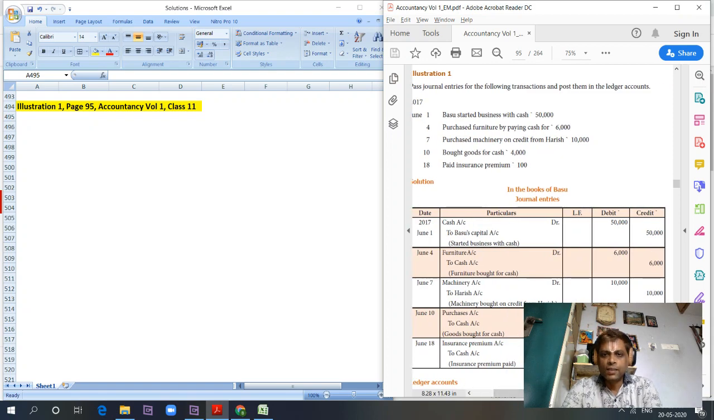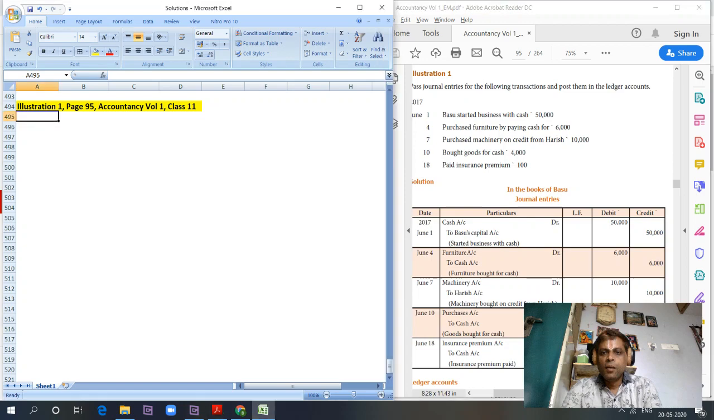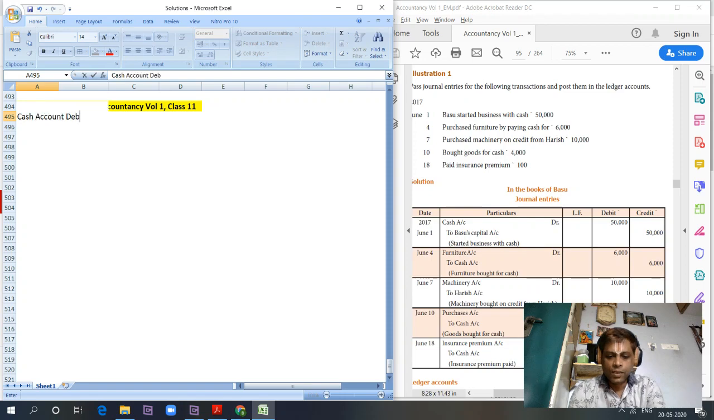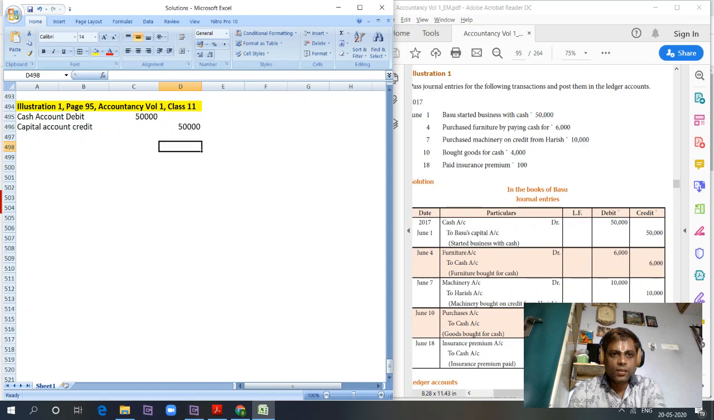Basu started business with cash 50,000. Entry for this: cash account debit and capital account credit. Let's put debit 50,000 and credit 50,000. Started business with cash.